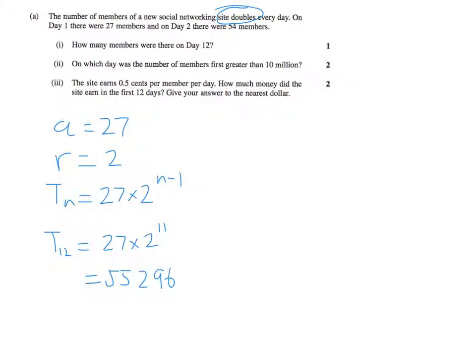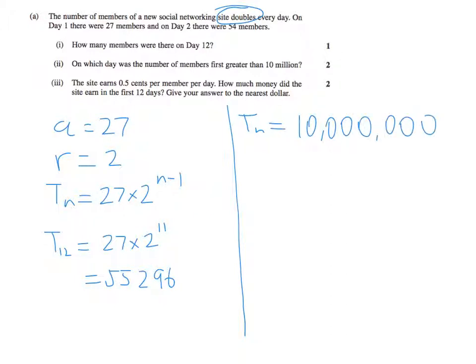On which day was the number of members first greater than 10 million? Okay, well what we're looking for is t_n equals 10 million. So that means that 27 times 2 to the n minus 1 equals that 10 million. Well, that'll mean 2 to the n minus 1 equals 10 million divided by 27.